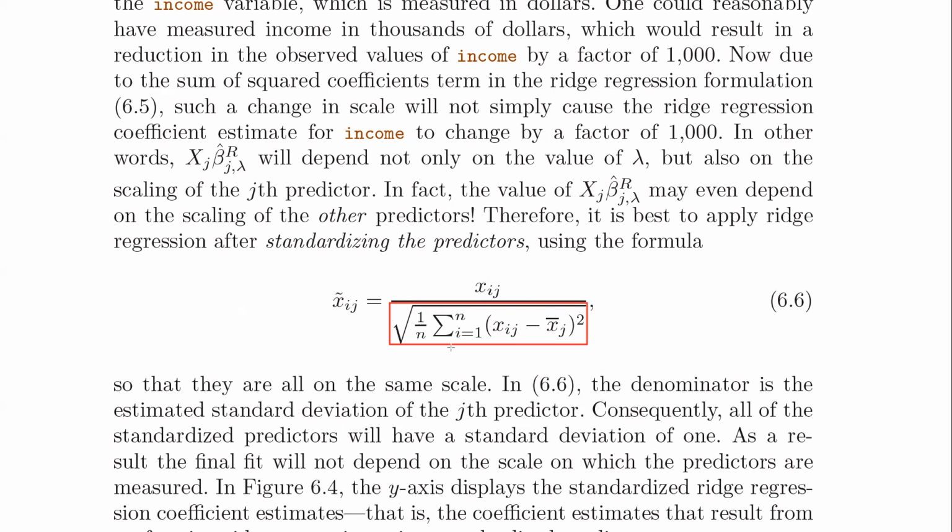And then for every observation i, you take its xij and you divide it by what we usually refer to as the standard deviation, so that they are all on the same scale. Yeah, this is called standardizing.